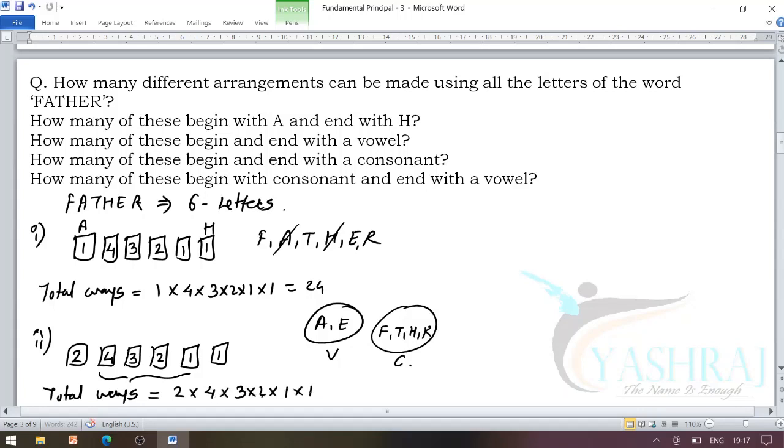We get 4 3s are 12, 2s are 24, 2s are 48 six letter words that can be formed using the letters in the word father that begin and end with the vowels.